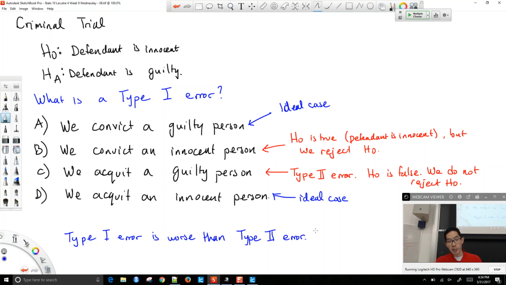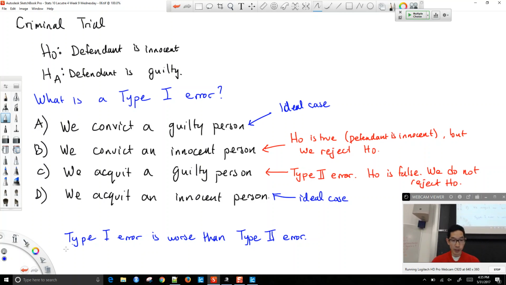All right, especially if you think of, I don't know how you guys feel about death penalty cases, but if there's a death penalty case, a type 1 error would be really bad, right? That means you're executing someone who is not guilty of a crime, okay? So the type 1 error is worse than the type 2.